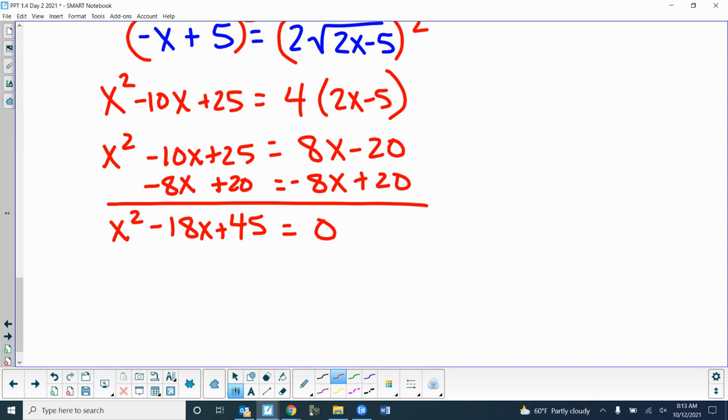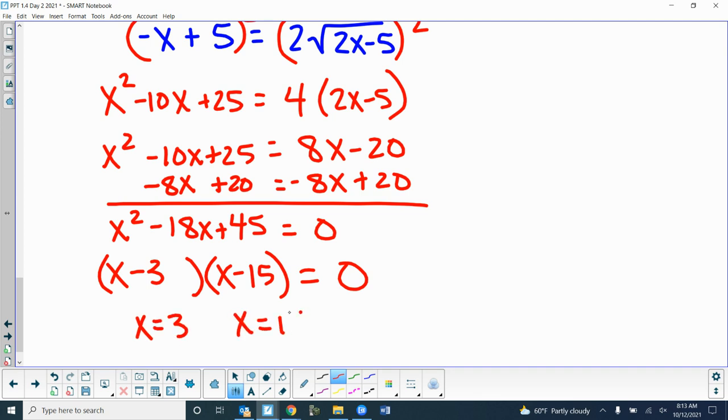Are there factors of 45 that add up to negative 18? There are. Who can find? 3 and 15. Right? 3 times 15 is 45, and 3 plus 15 is 18, right? So what are my 2 answers?